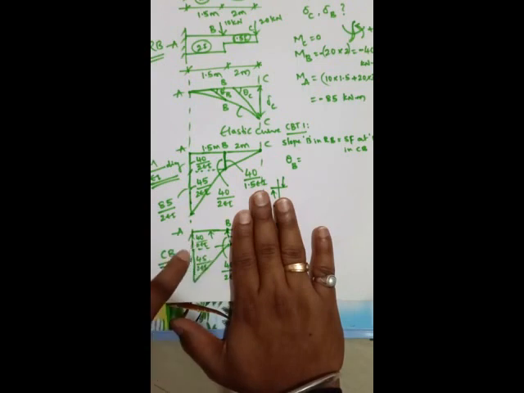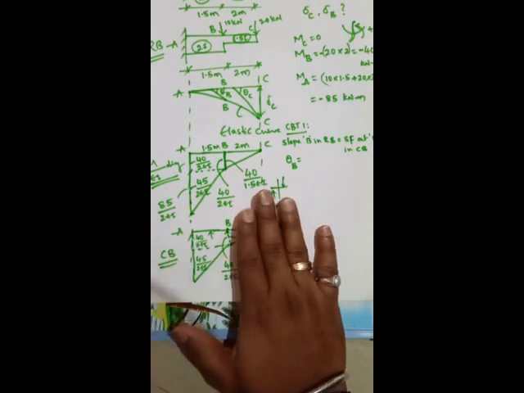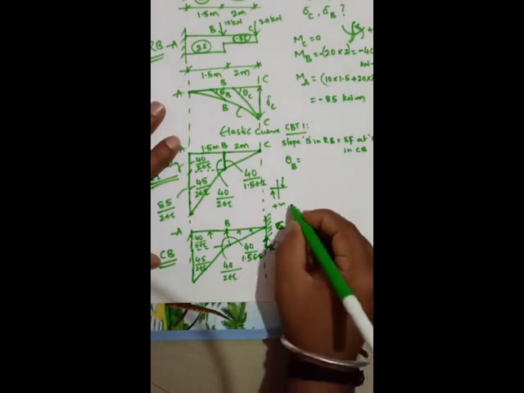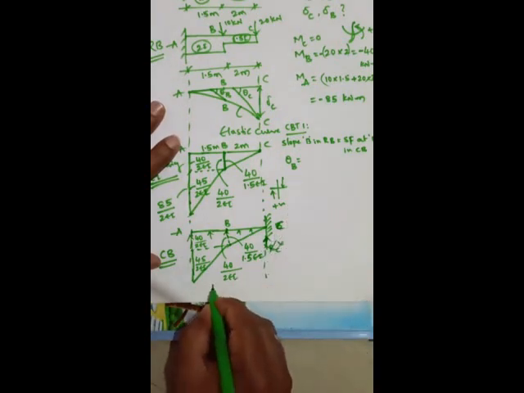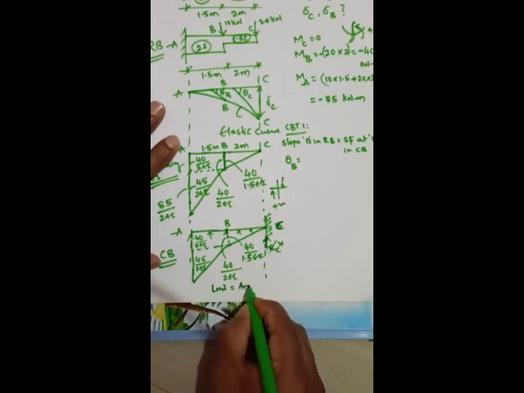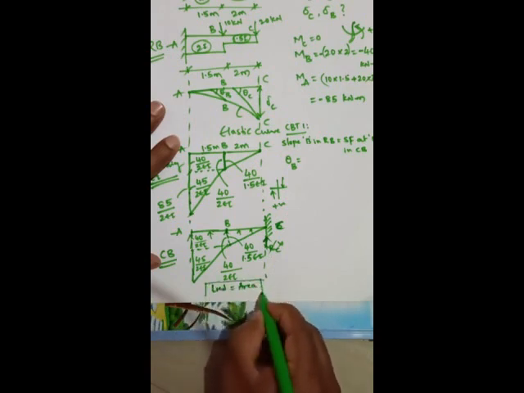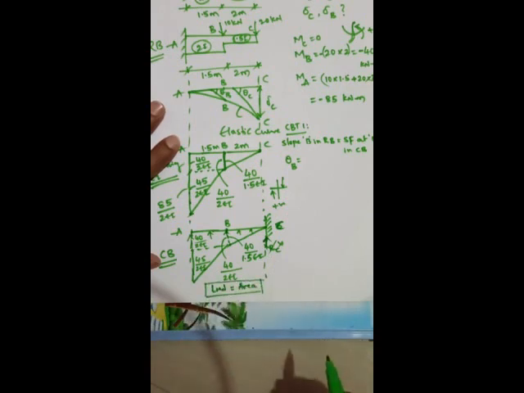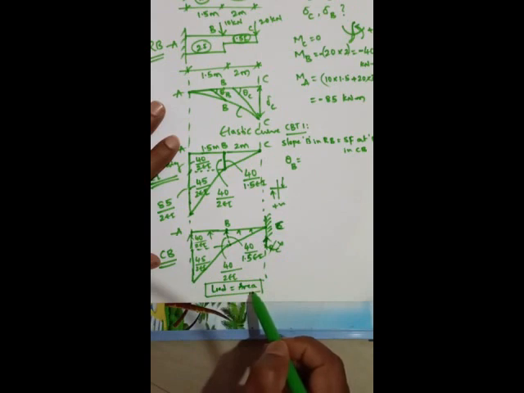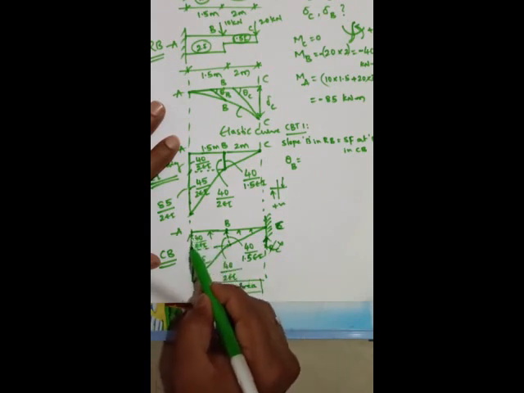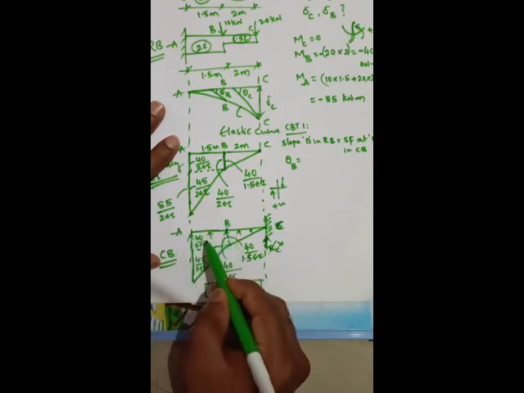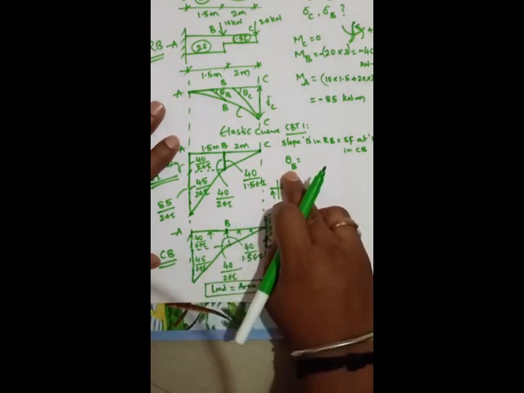One rectangle and one triangle. So here load is nothing but load is equal to area. So the total load is assumed to act at the CG. So when you find the shear force, it is just load is equal to area of that figure. So what is the area of this figure between A and B? So you are calculating slope at B.